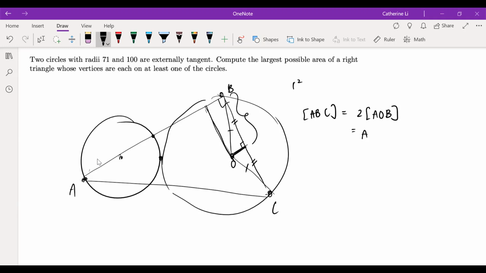And this is equal to OA times OB times sine of the angle between those. Okay. And actually in this diagram, it's pretty close to optimal. But the way that we want to maximize this is, first of all, OB is fixed because it's just going to be 100. We could also make it 71, but that would not be as good.